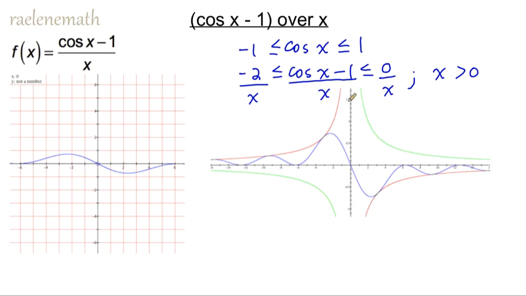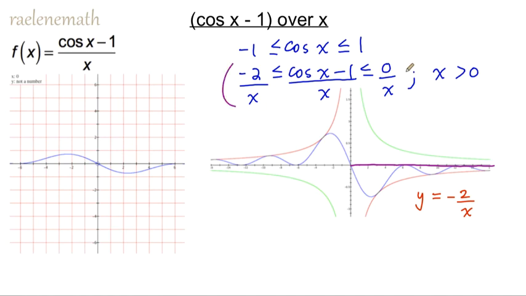So I'm going to see that my cosine x minus 1 over x graph is bounded by -2 over x, which is this red graph down here, and by 0 over x, which is actually just 0, y equal to 0. And so in this region, my blue graph will be bounded.